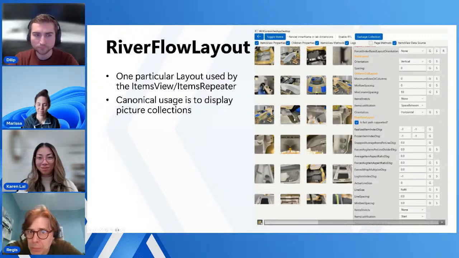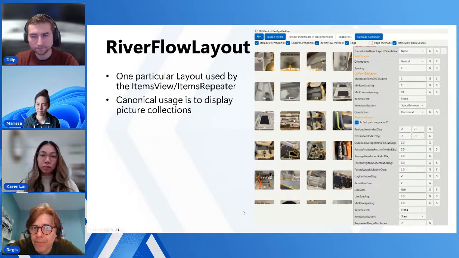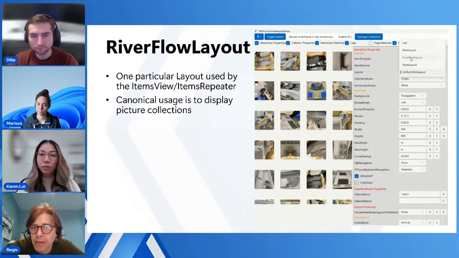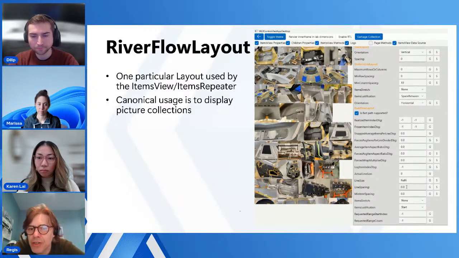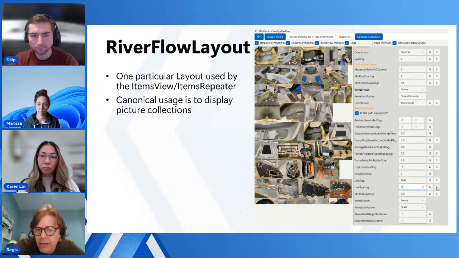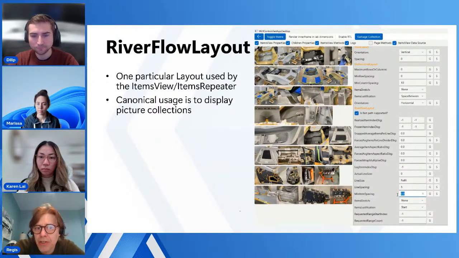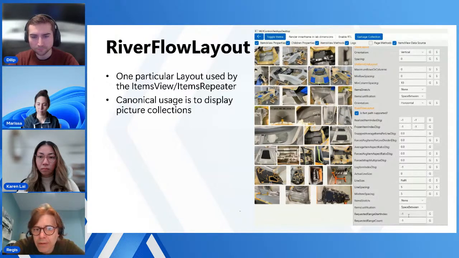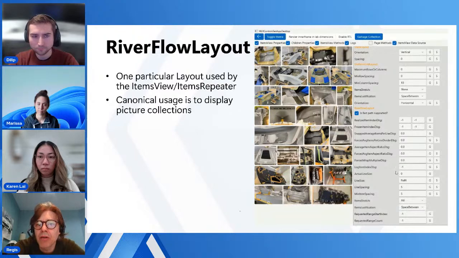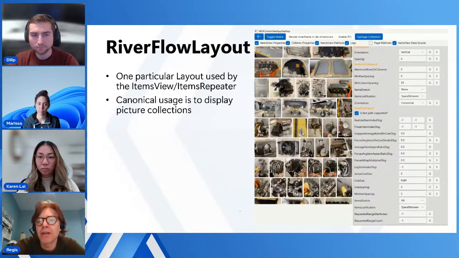Here we go. I'm selecting the river flow layout and changing the justification of the items. First, I'm adding some separation between the lines and the items within the lines. And finally, turning on the fill capability so that the items will fill every single line, which involves cropping of the images.